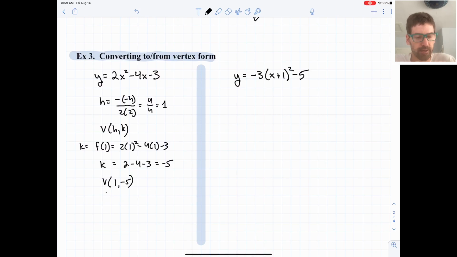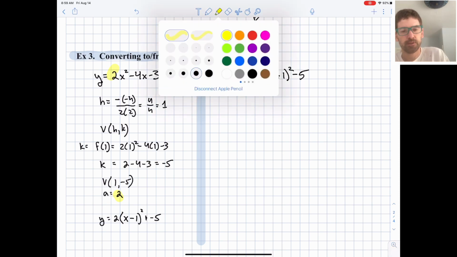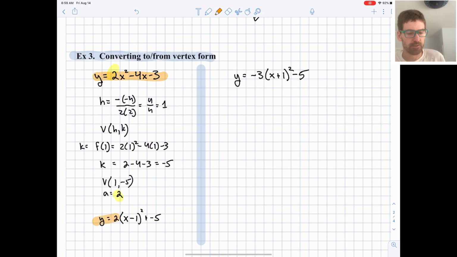And we also know what a is. A is 2, and I just pulled that straight from the equation right here. So let's write out our vertex form. Y equals our a value times x minus our h value squared plus our k value. Okay, so these two equations represent, they look different, but they represent identical parabolas. Okay, and so the way we did that was by finding the vertex and then just plugging our numbers that we got into our vertex form equation.